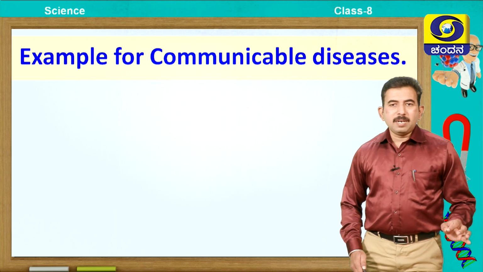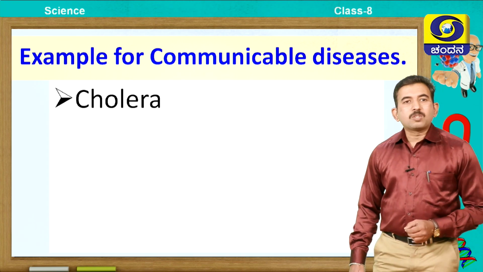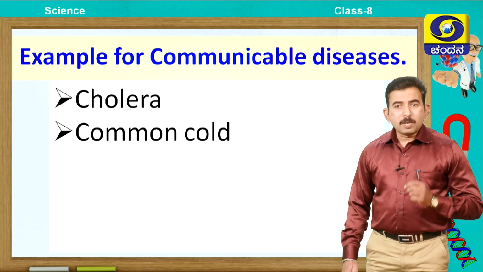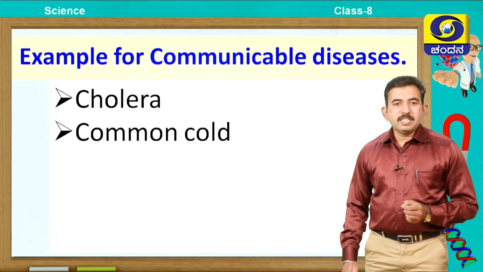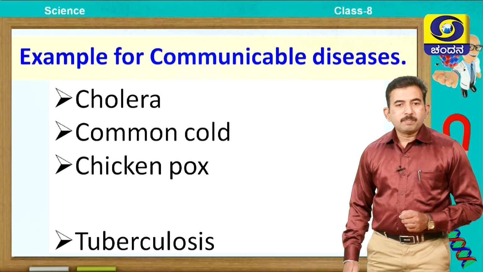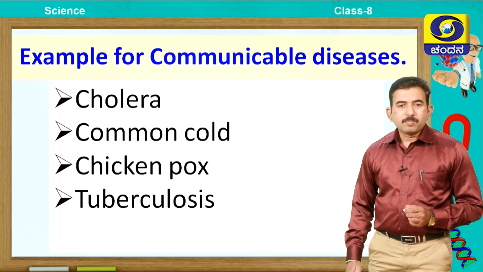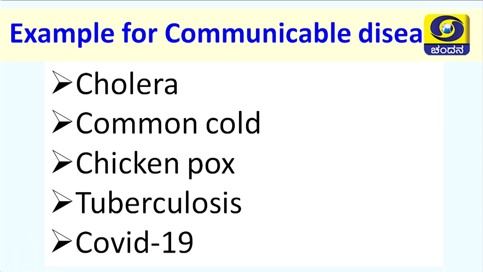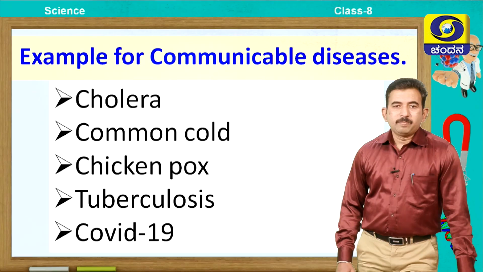Examples for communicable diseases: cholera, which is caused by Vibrio cholerae, which gets transmitted through food and water. Common cold, it is an airborne disease. Chicken pox, it is also an airborne disease. Tuberculosis, it is an airborne disease. Then of course, COVID-19, which is caused by coronavirus, it is also an airborne disease.